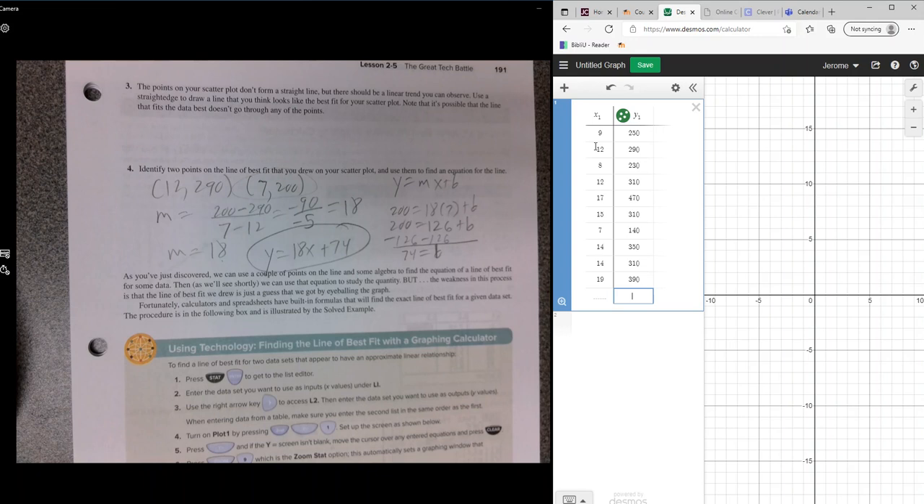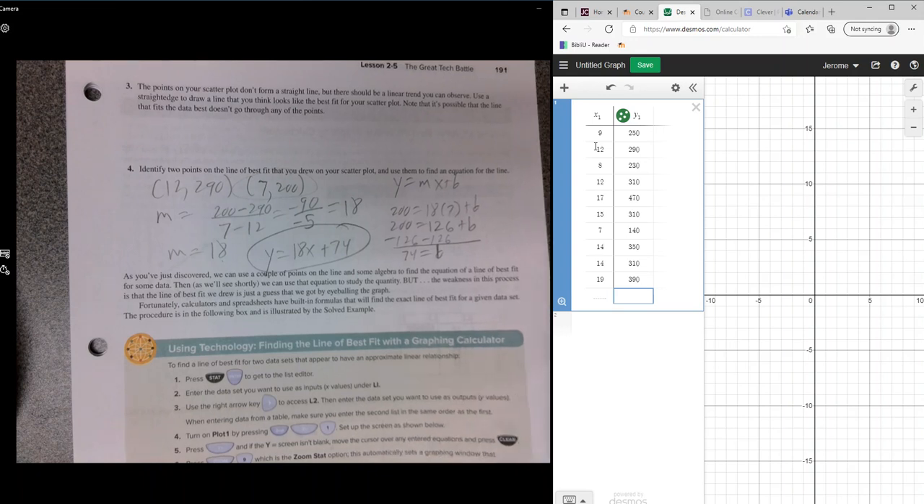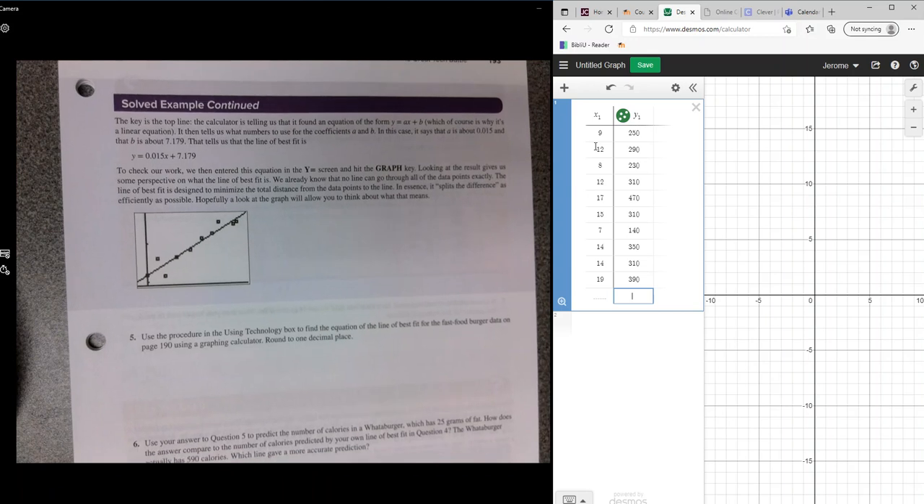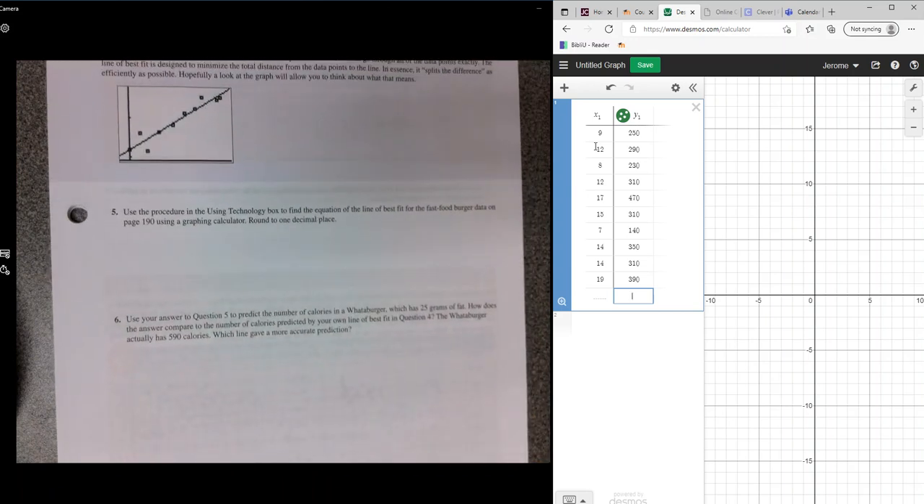All right. So what we're going to do is skip over this solved example and try to do these problems ourselves based upon our given data. It says use the procedure in the using technology box to find the equation of the line of best fit for the fast food burger data on page 190 using the graphing calculator. Now it tells us to round to 1 decimal place. Now I'm going to show you how to do this on Desmos because that solved example only shows you how to do it on the TI calculator.